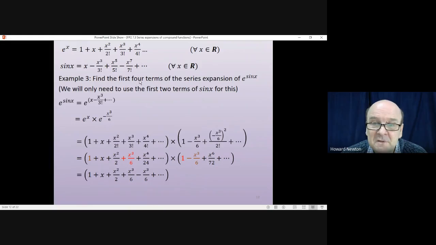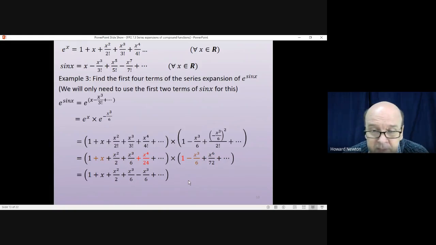Now, I've been asked to find the first 4 terms. So the first 3 will be those 3. There won't be a term in x cubed, but I do need to find the term in x to the 4, which is why it now becomes clear that I only did need one more term in this bracket, the x to the 4 term, and I certainly don't need anything more than x to the 6 in the second bracket. So looking at the x to the 4 term, there are two ways of getting it. I could have 1 times by the x to the 4 over 24 here, or I could have x from the first bracket times by the minus x cubed over 6 in the second bracket.